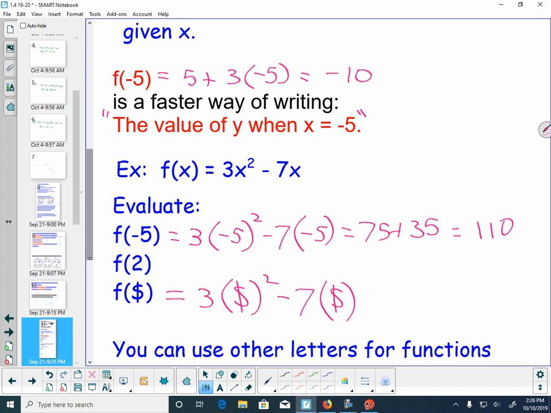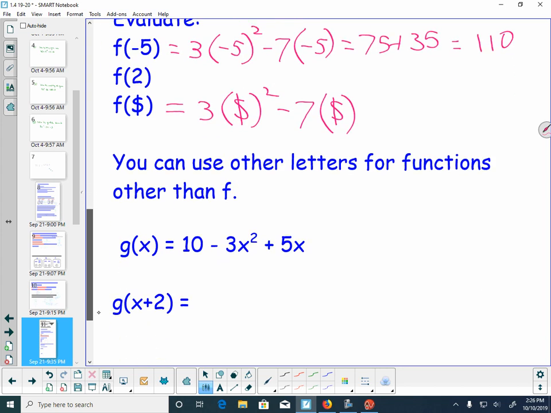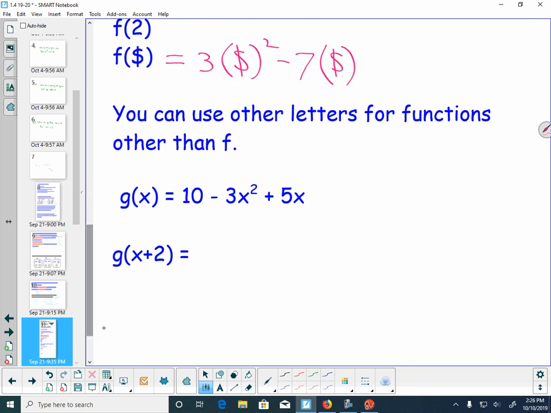Everybody with me? So you can use other letters, as I mentioned, other than f. You can use g. So let's say I got g of x equaling 10 minus 3x squared plus 5x. Can you help me out? What's g of x plus 2 going to be? Allie Beth. It's going to be 10 minus 3, in parentheses, x plus 2 squared plus 5 times x plus 2.